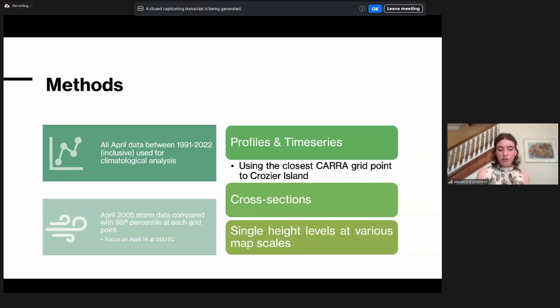The plots created include profiles and time series using the closest Kara grid point to Crozier Island to approximate the ice camp's location, cross-sections at the latitude of Crozier Island, and maps at single height levels at various map scales.